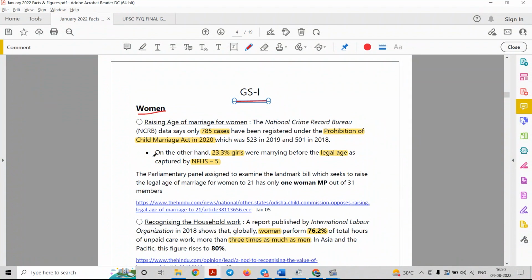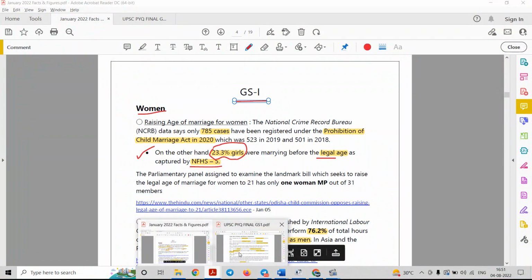And another data which is given here is by NFHS, that is National Family Health Survey number 5, that around 23.3% girls were marrying before the legal age. So this is the observation by the National Family Health Survey. You can utilize the same fact in multiple ways, for example in GS, in your essay, in your optional, etc. So let me show you through an example.